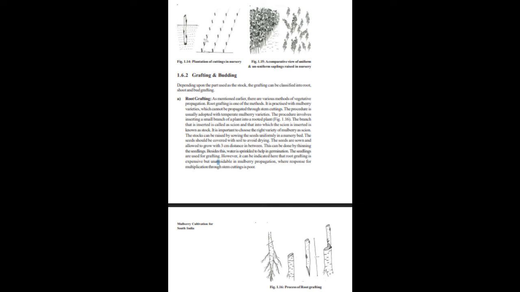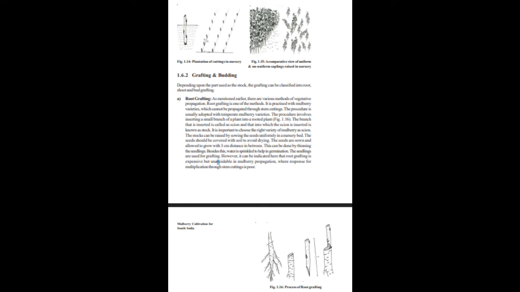Fig. 1.15 shows how uniform saplings can be obtained by following the above practices as against non-uniform saplings produced when above practices are not used. Look at the screen. Fig. 1.14, plantation of cuttings in nursery. Fig. 1.15, a comparative view of uniform and non-uniform saplings.